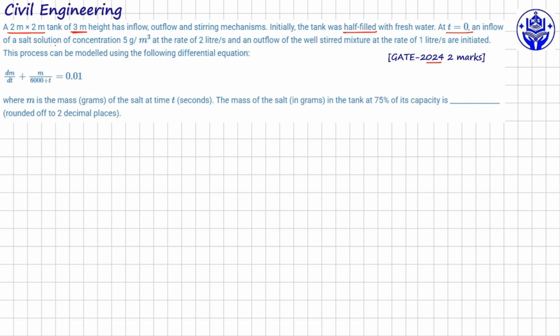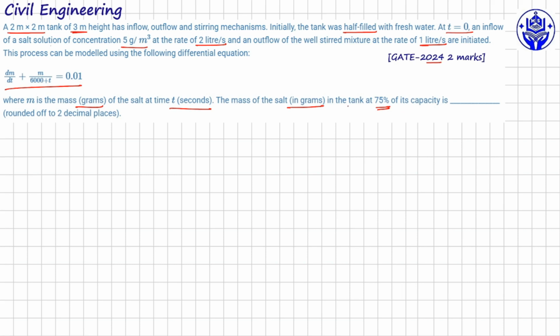An inflow of salt solution of concentration 5 gram per meter cube at the rate of 2 liter per second, and outflow of the well-stirred mixture at the rate of 1 liter per second are initiated. This process can be modeled using this kind of first order linear differential equation, where m is the mass of salt in grams at time t in seconds.